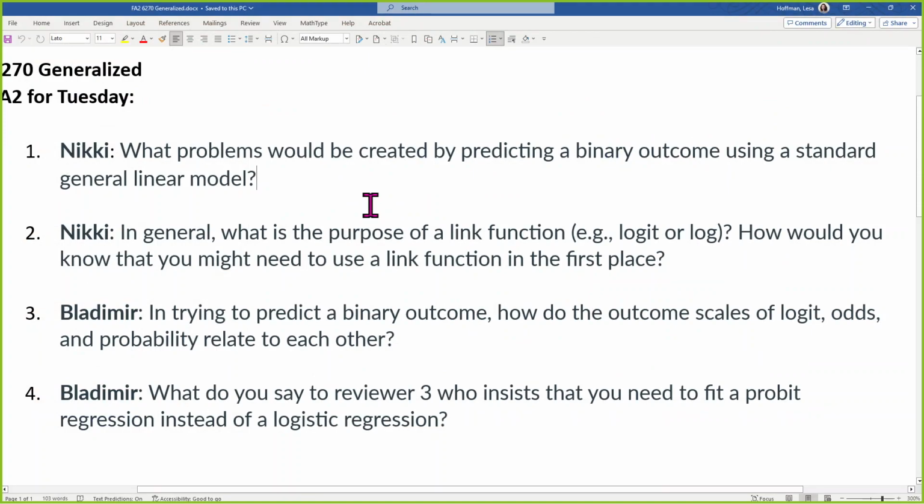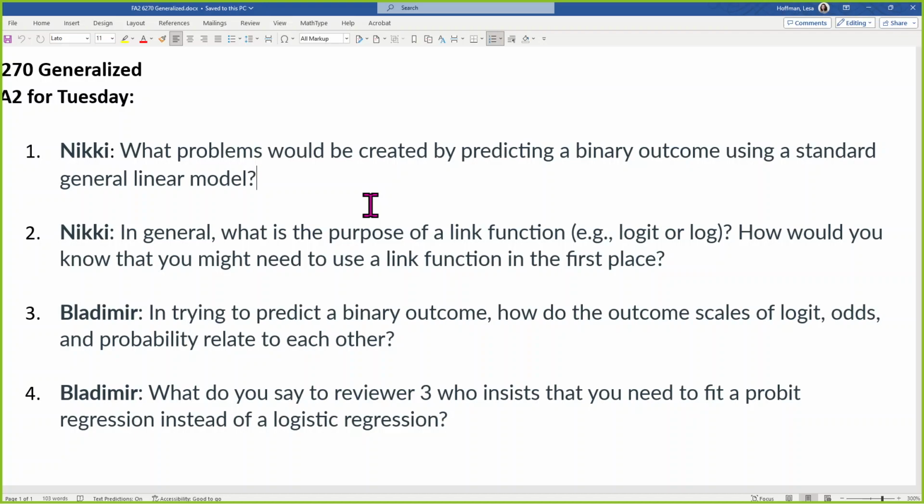Okay, so then the second question we have is, in general, what is the purpose of a link function? And how would you know that you might need to use a link function in the first place? So let's start with, what's the purpose of a link function? Yep, so the idea here is that we're predicting the conditional mean, and we want to transform it such that we kind of account for that boundary issue that we were talking about in the first formative assessment question.